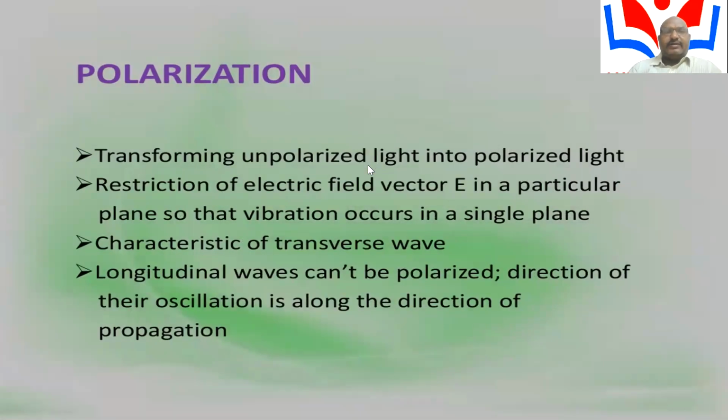Polarization is transforming unpolarized light into polarized light, a restriction of the electric field vector E to a particular plane so that vibration occurs in a single plane, characteristic of a transverse wave. Longitudinal waves cannot be polarized, because the direction of their oscillation is along the direction of propagation.